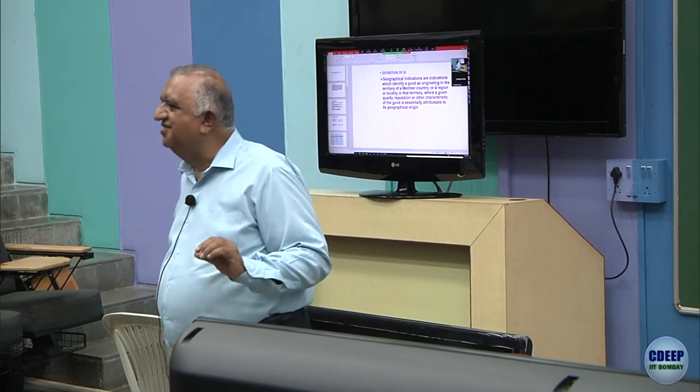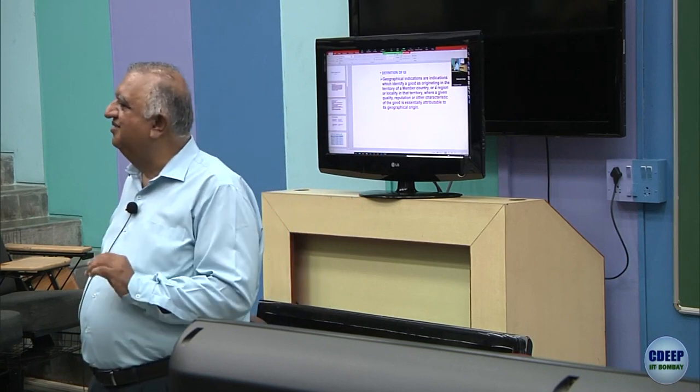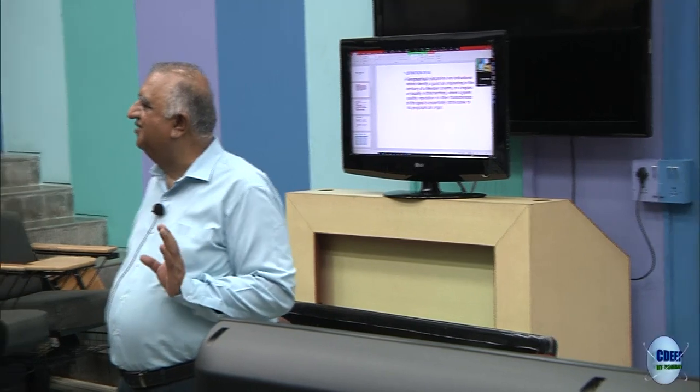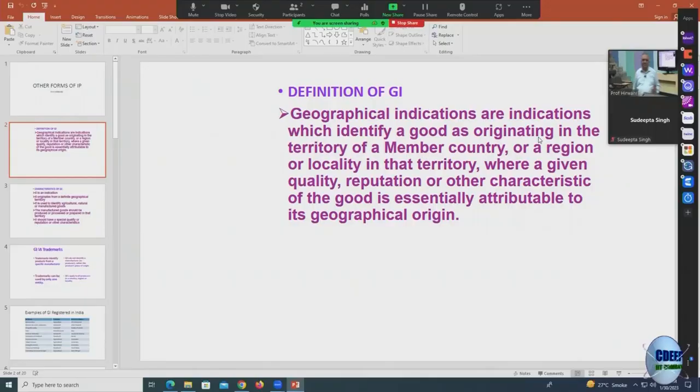When you say basmati rice, it is rice grown in some part of northern India and part of Pakistan. You can't say basmati grown in south India is basmati. When you say Darjeeling tea, you are saying tea grown in the Darjeeling district of Assam. You can't call Kangra tea grown in Himachal Pradesh a Darjeeling tea. So, Darjeeling tea only belongs to that origin. And you are saying that the flavor is because of the agroclimatic conditions there. So, these are geographical indications and that is our protection.